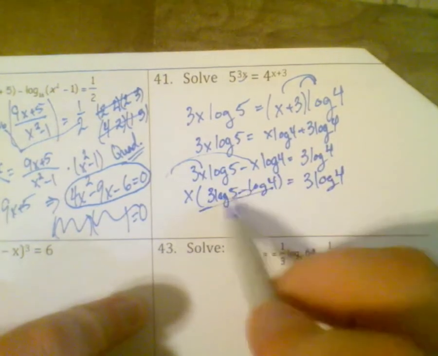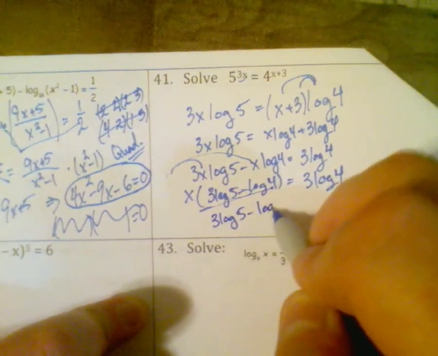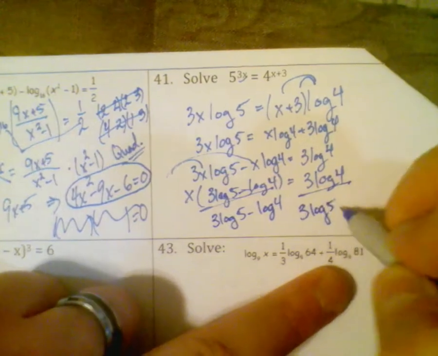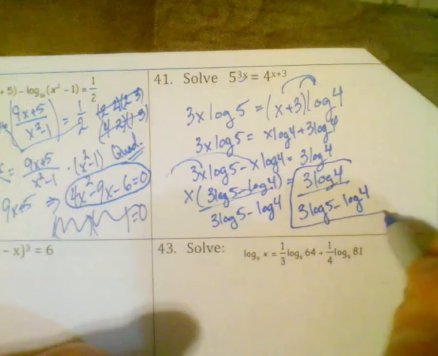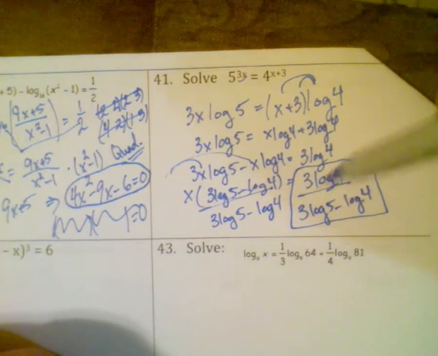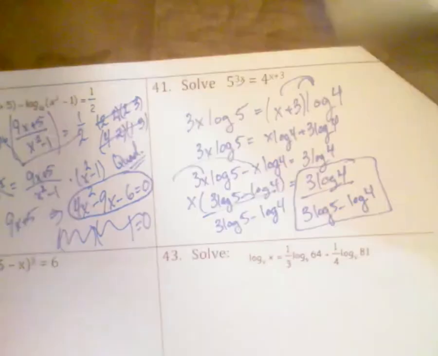Then divide by the stuff in the parentheses. So 3 log 5 minus log 4. That's what we're dividing by. And this is our solution. Kind of ugly, but if we wanted an exact solution, I could just leave it like that. Otherwise, you'd have to put it in your calculator and estimate to the 4th decimal place.